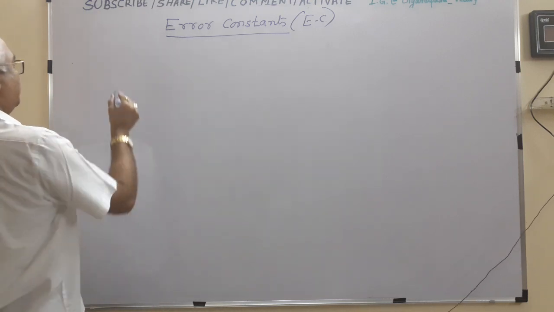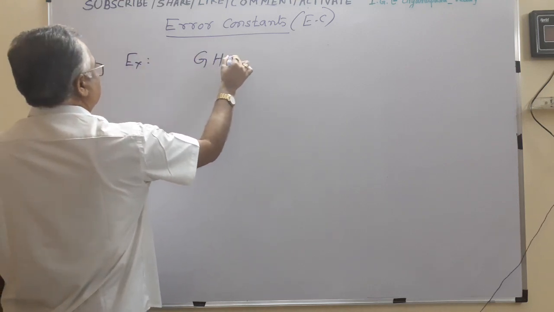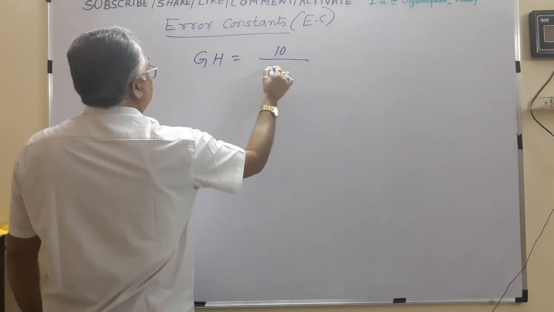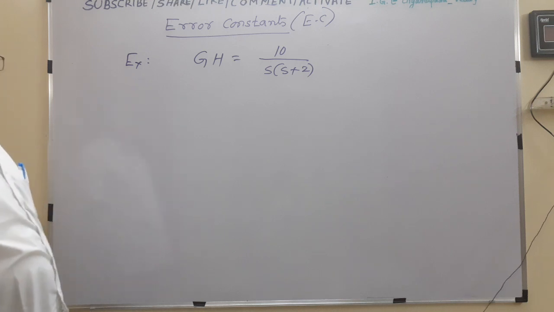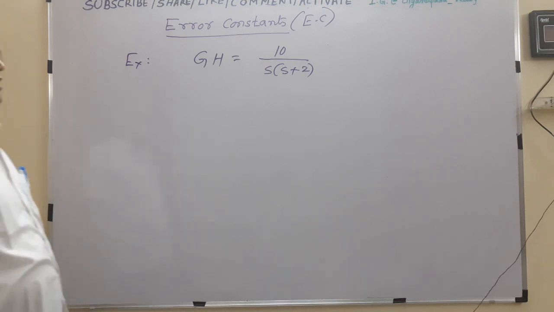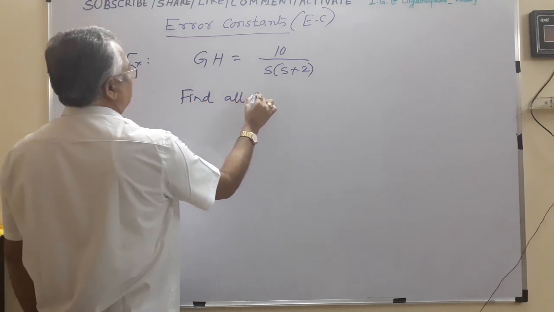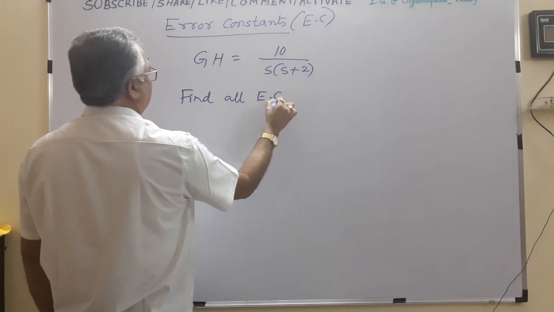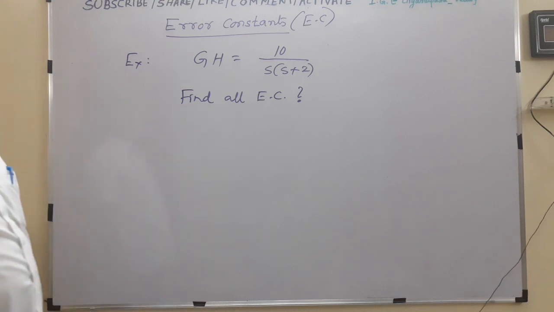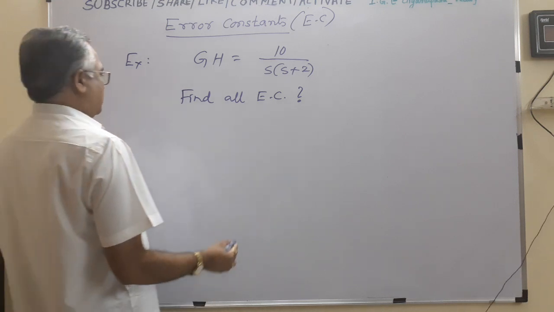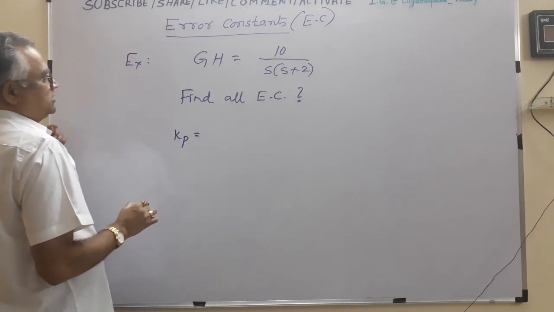Let us solve a problem. One example. Given GH equal to 10 by s into s plus 2. Find all error constants. So what are the error constants? First one, Kp. What is the Kp formula?